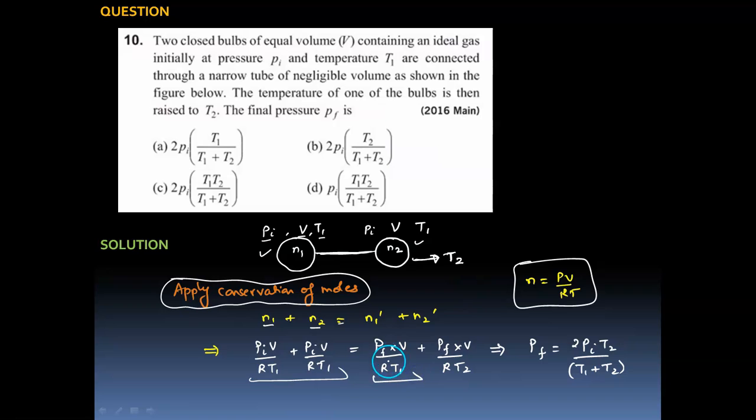Finally, the left side container remains at temperature T1, so it is Pf into V upon RT1, plus the right side container is elevated to temperature T2, so this is Pf into V upon RT2. We can see that the final pressure will be common because now the 2 chambers or bulbs are connected. So from here we get the final pressure as 2 Pi into T2 upon T1 plus T2. So for this question, the answer comes out to be B.